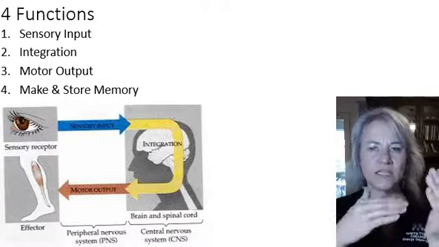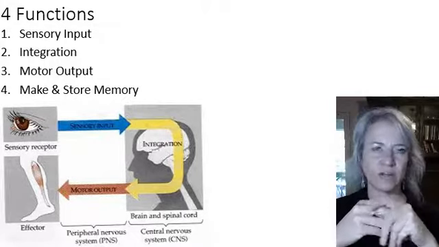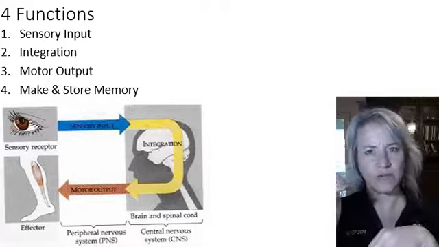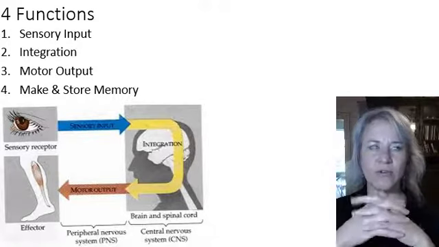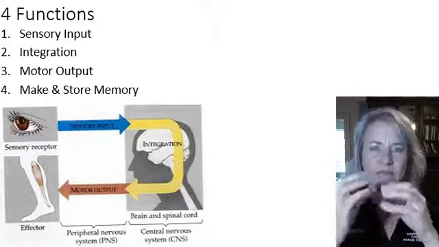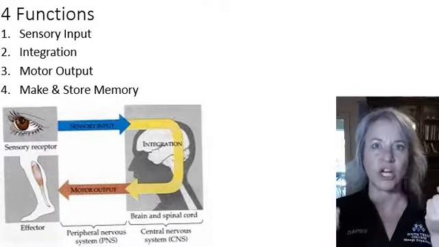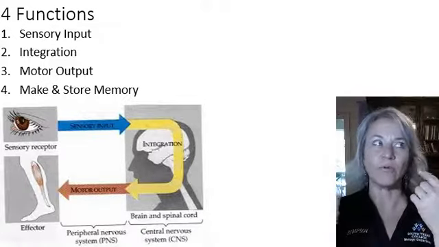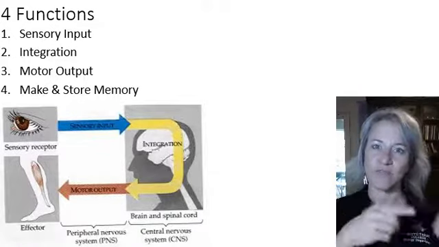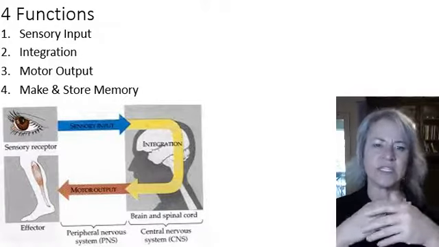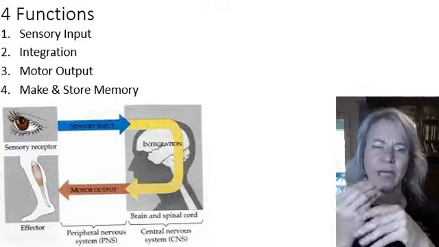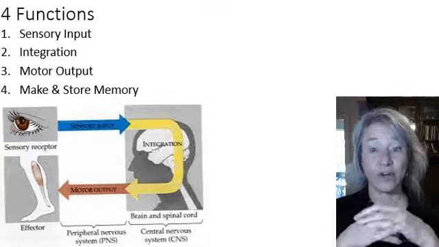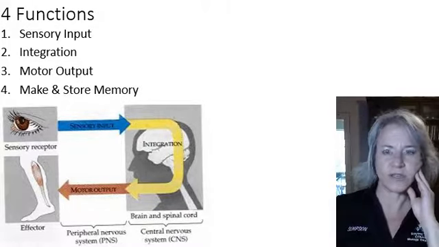So the motor response. So the finger is on fire, it's burning, you're touching a hot frying pan, and so the motor output would be move the finger. And then the brain, the nervous system is going to make and store the memory so that you can learn that frying pans are hot and they burn your finger. So you might remember that, so maybe next time you won't touch the frying pan. You're like, oh, that's hot, I'm not going to touch it. Maybe get a hot pad. So making and storing memory allows for learned behavior. So those are the 4 functions of the nervous system.